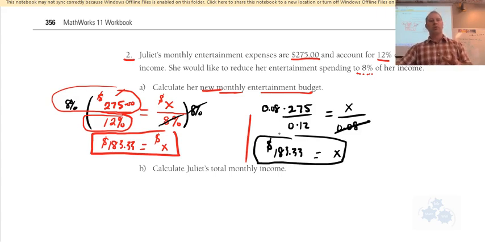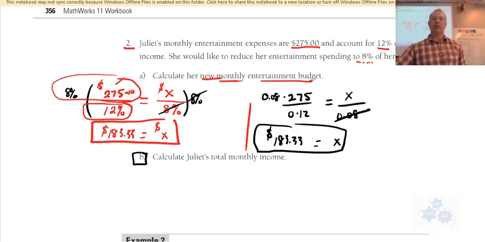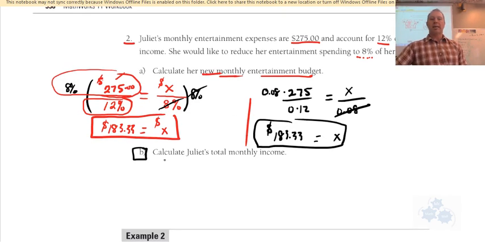Okay, the reason why I chose this one to start with is because this B right here is very important. You're going to have to know how to do this. And it's not that hard once you do it once, I don't think. So let's just take a peek here. Calculate Juliet's total monthly income.